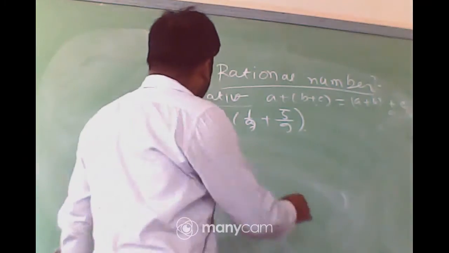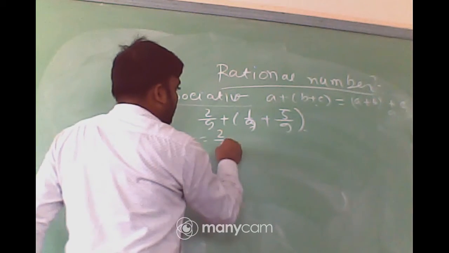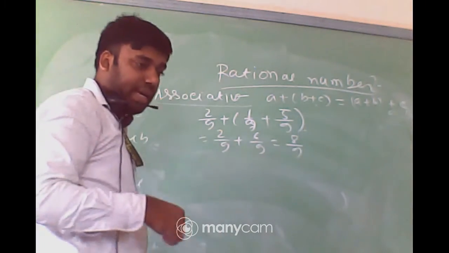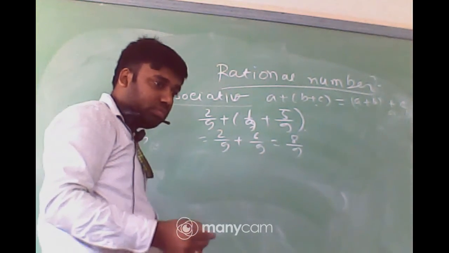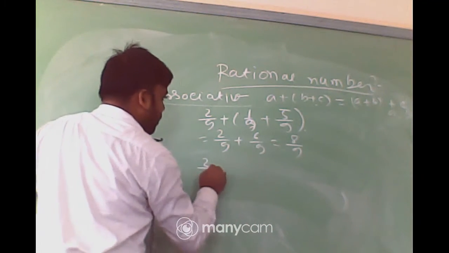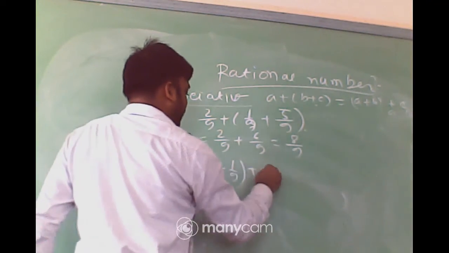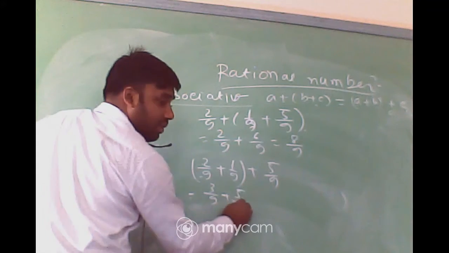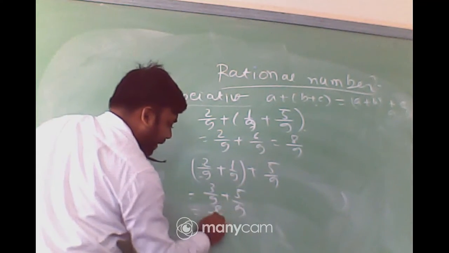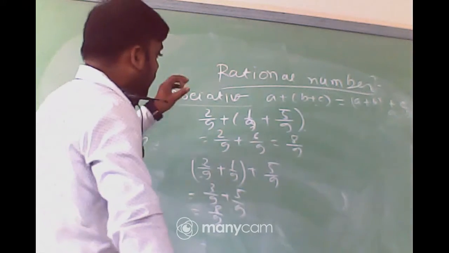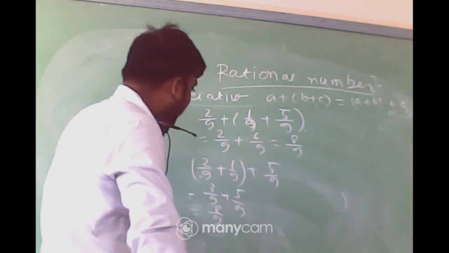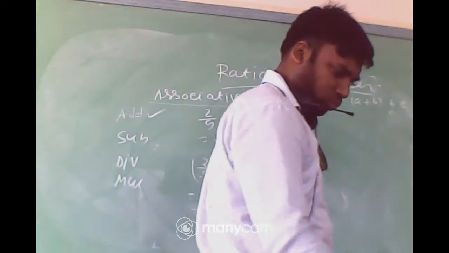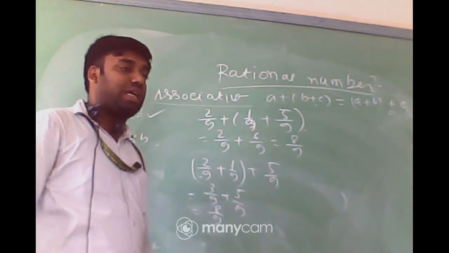So you will get 2 by 9, and this one is 1 plus 5, that is 6 by 9, and you add, that is 8 by 9. Next, if I change it, 2 by 9 plus 1 by 9 plus 5 by 9, just add it, 2 plus 1, 3 by 9 plus 5 by 9, so you get 8 by 9. Both the results, 8 by 9 and 8 by 9, are the same. So addition of rational numbers follows the associative property.